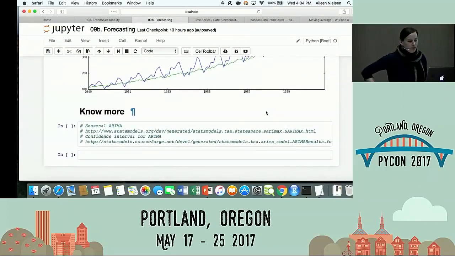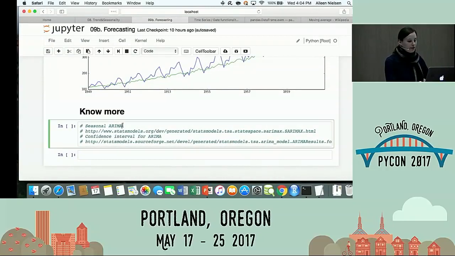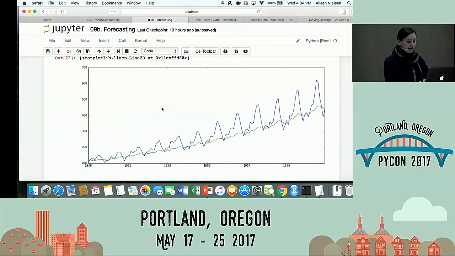We're not going to follow up, but I'd very strongly recommend looking into the seasonal ARIMA just to understand how it works, and also things like confidence intervals, et cetera. So I'm going to leave the ARIMA here.